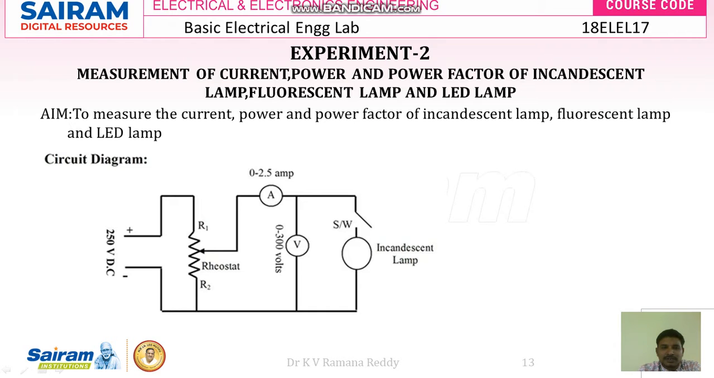This is the basic circuit diagram we are going to take as a reference. The input voltage given here is 250 volts, and with the help of this auto transformer we are going to achieve a variable voltage, which is given as an input to this circuit. An ammeter is there whose rating is 0 to 2.5 amperes, and a voltmeter is there which is going to measure the load voltage across this incandescent lamp.